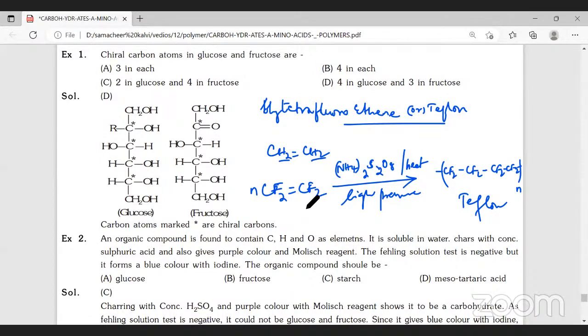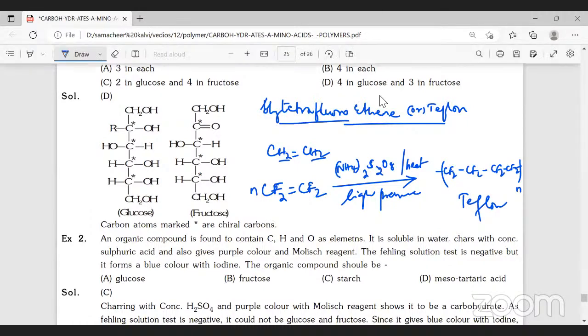What are the uses of this Teflon? Everybody knows that it is used in manufacturing non-stick cookwares. It is also used in gaskets for cookers, gaskets, valves, oil seals, filter cloths, etc. So this is the other type of polymer which we are supposed to remember.